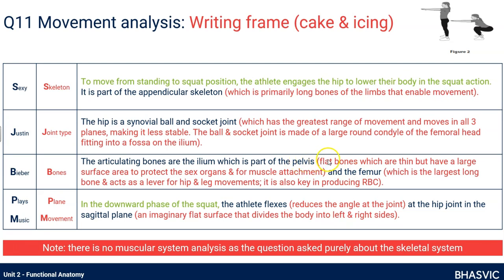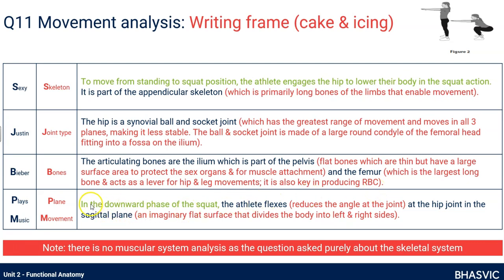So the pelvis, bracket, showing off, is a flat bone, which are thin, but have a large surface area to protect sex organs and for muscle attachment. Femur, showing off icing, which is the largest long bone and acts as a lever for hip and leg movements. It's also key in producing red blood cells. So I'm just dropping in there structural, functional bits of information about the bones.